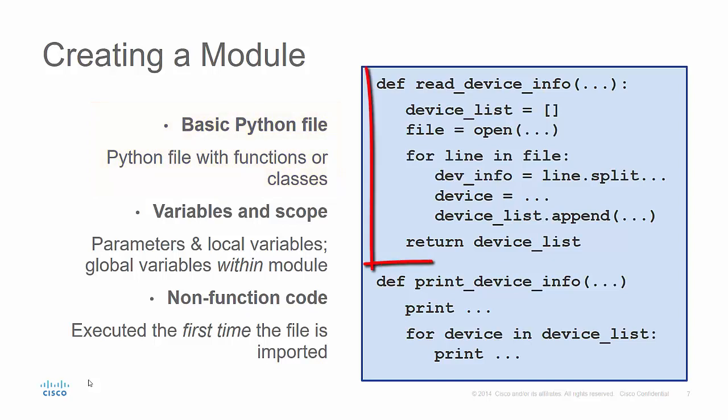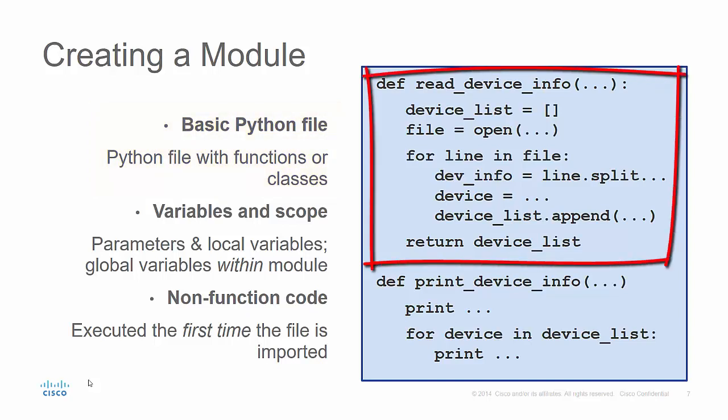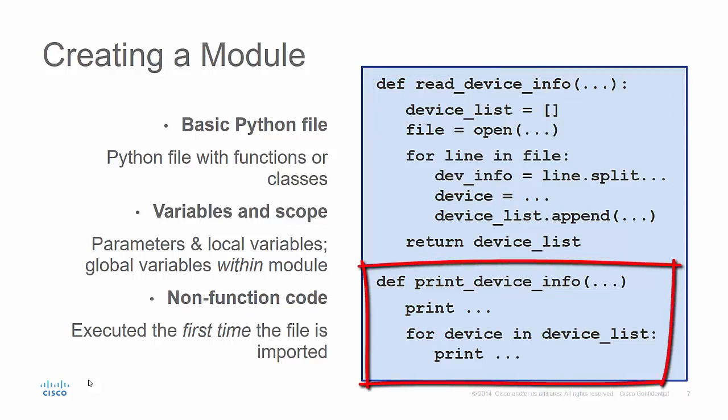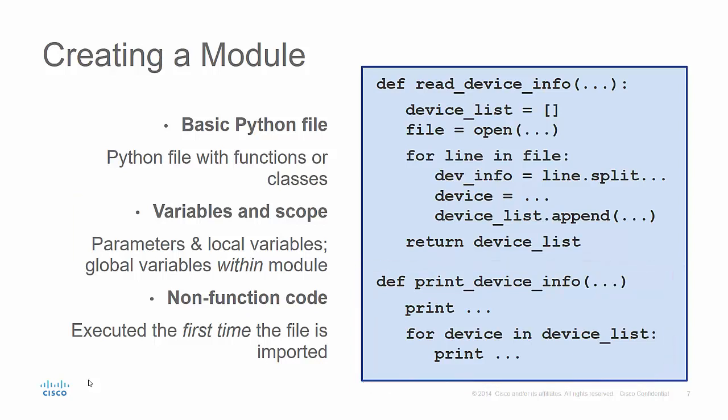And as you can see in the code on the right, there's a definition of the function readDeviceInfo, which reads lines from a file, saves the device info, and returns device list. There's also a print device info, which does something similar, but printing out the devices in the device list. One thing to remember about functions that we've discussed before and is still true, variables have a scope of within the function only. And so variables which are defined within this function are visible only within that function.